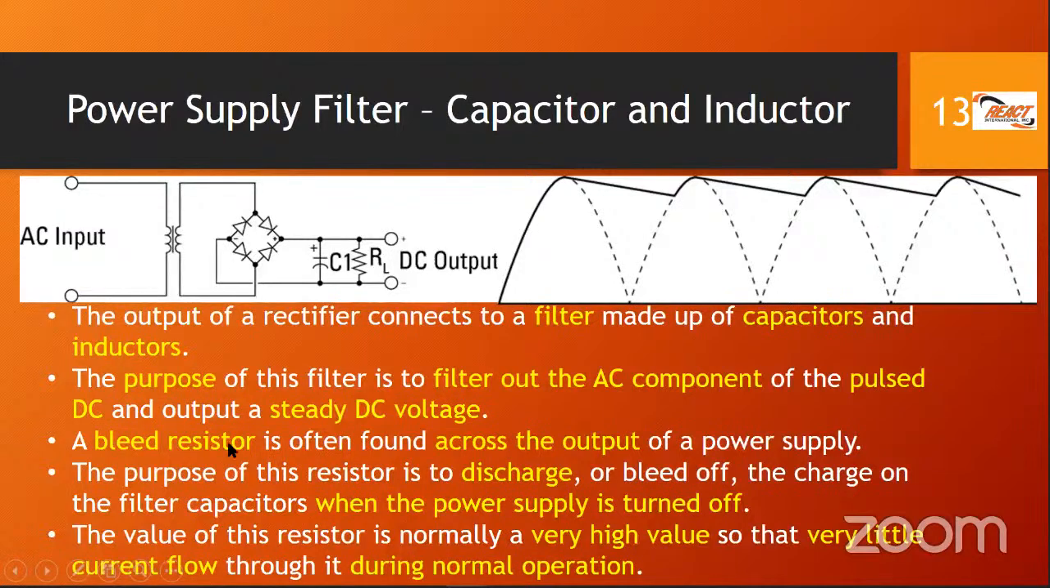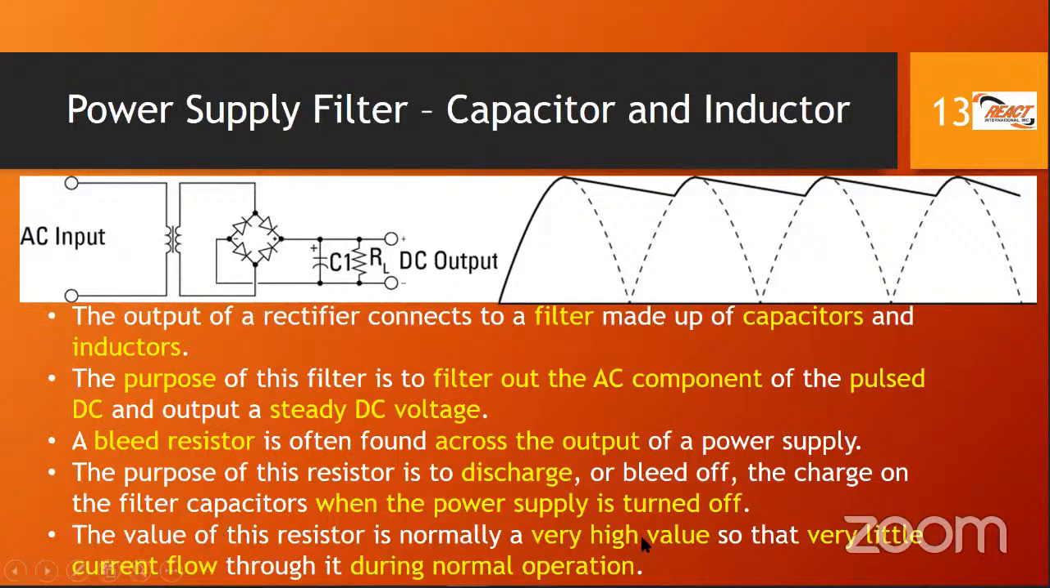There's also something called a bleed resistor that is often found across the output of a power supply. You need to know that the bleed resistor has a purpose. That is to discharge, or bleed off, any charge on a filter capacitor when the power supply is off. If you don't do that, you may switch off the power supply and that capacitor may still hold a charge, and that may be unwanted. Somebody may short circuit the terminals of the power supply output, and you may get a zap. So the bleed resistor is to discharge the output voltage that would otherwise remain from the capacitor-inductor combination.